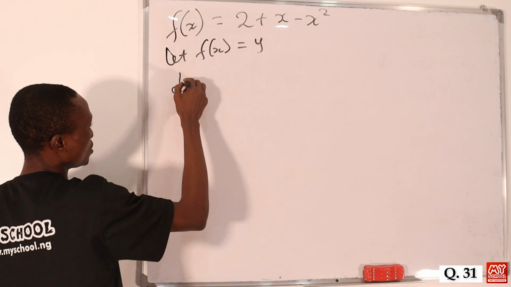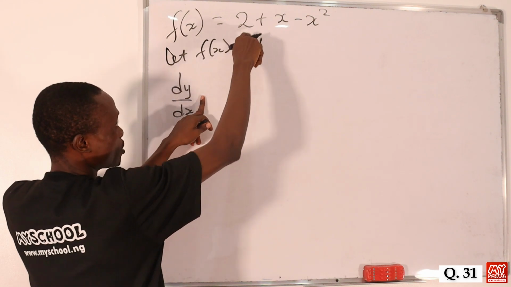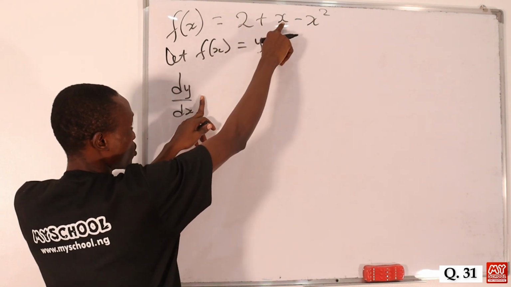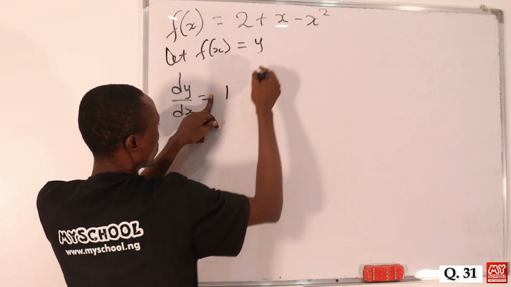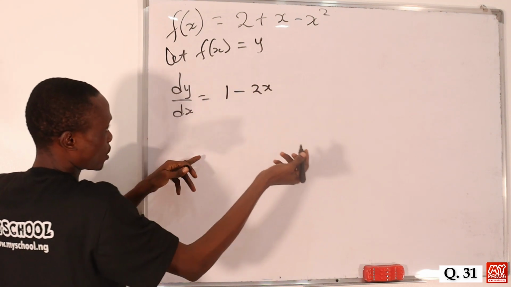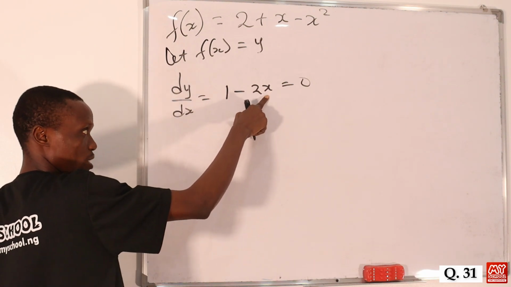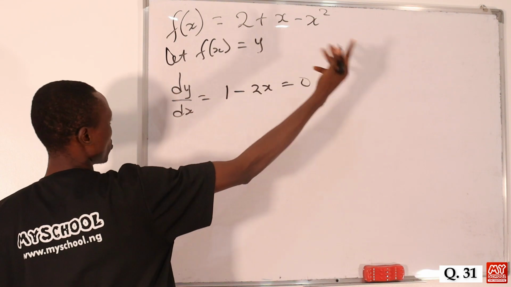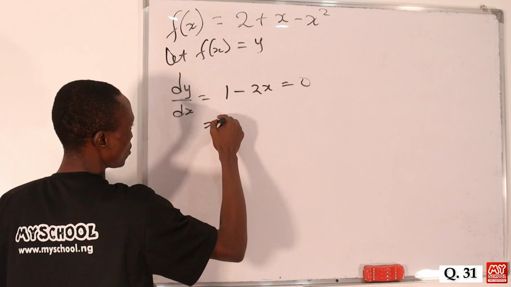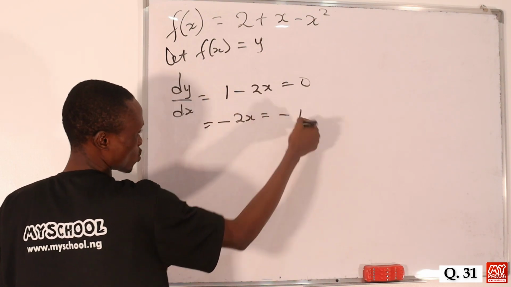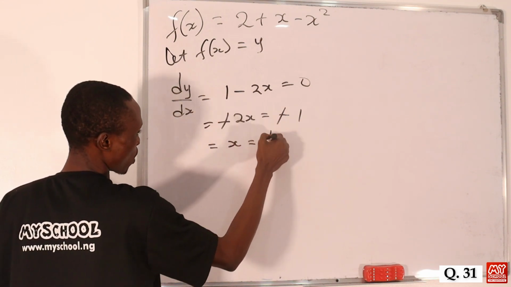So if we differentiate, dy/dx, then we'll be having, of course, if we differentiate 2, it's going to be 0 because it's a constant. If we differentiate x, we are going to be having 1. Then if we differentiate minus x squared, we are going to be having minus 2x, okay? And this whole thing we equate to 0 in order for us to be able to get the value of x. So we move the 1 to the other side of the equation, so that we'll be having minus 2x to be equals to minus 1. So minus, we cancel out minus, so that x is now equals to 1 over 2.